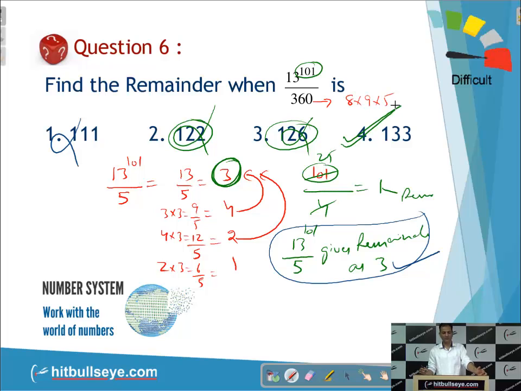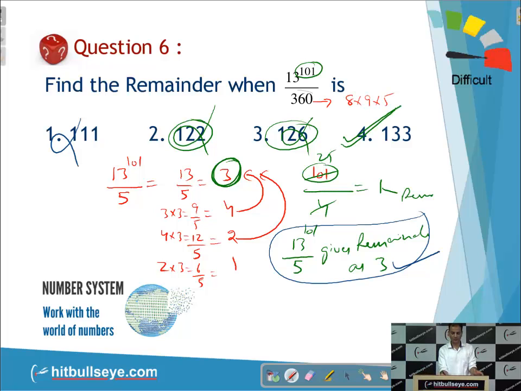Again, at your own place, you can check it by 8 and 9, because 133 when divided by 8 will give remainder 5, and when divided by 9 it will give remainder 7. You can just check. Okay, students, this is the application of the Chinese remainder theorem on questions with the help of choices.